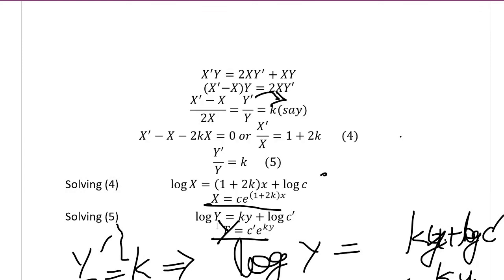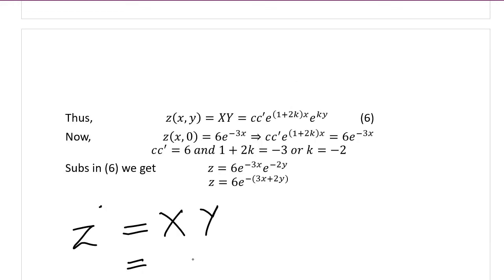Now we'll go back to the final solution. If you remember, the final solution is z = X times Y, where we found that X = c e^((1 + 2k)x), and Y = c' e^(ky). So the final solution will come out like this. Now we have to use the boundary conditions to find the constants c' and k.